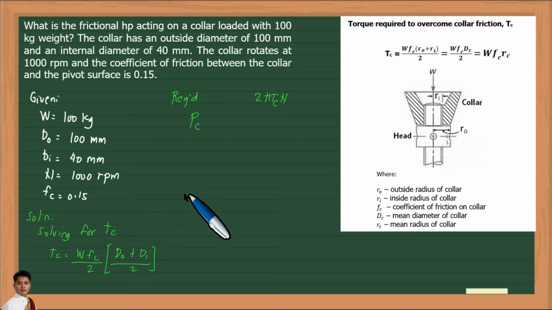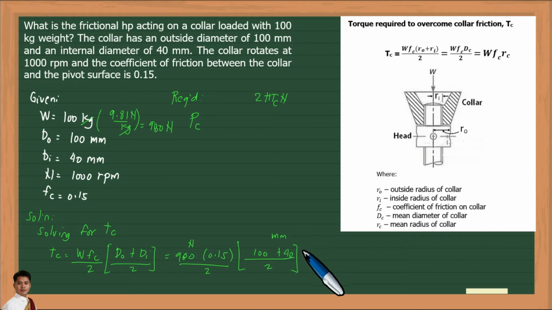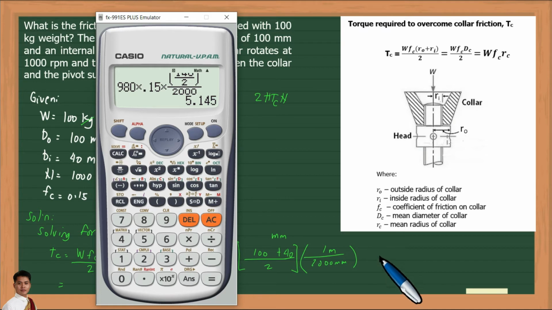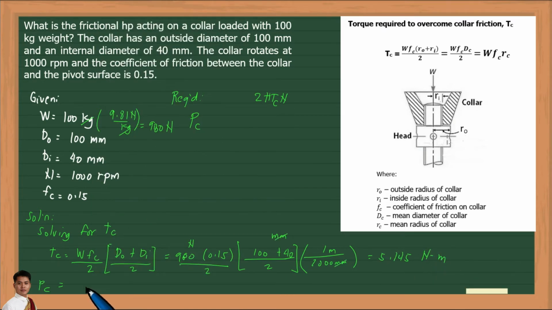So, substituting all given values, but take note ito ay naka 100 kg, pwede natin i-convert to Newton, para yung power na masasolve natin dito ay naka kilowatts or watt. So let us convert this kilogram to Newton. 9.81 Newton per kilogram. So, W is 980, and then F sub C is 0.15. Then for our diameter, we have 100, then inside diameter is 40. Ito ay naka-millimeter, so convert na rin natin siya sa meter. Divide lang natin ito ng 1,000 millimeter. So this is equal to 5.145 Newton meter.